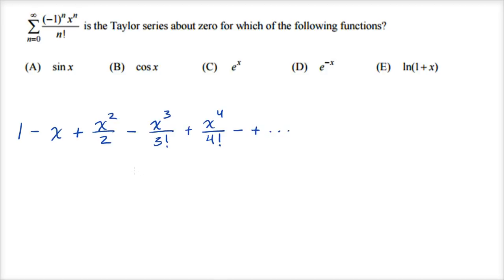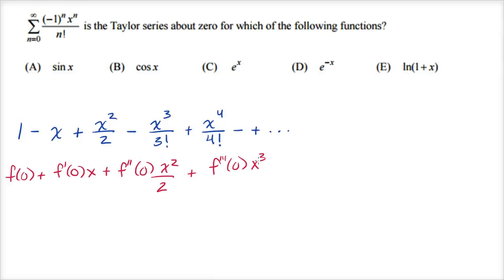Now, our general form for a Taylor series about 0, which we could also call a Maclaurin series, would be f of 0 plus f prime of 0 times x plus f double prime of 0 times x squared over 2 plus the third derivative at 0 times x to the third over 3 factorial plus the fourth derivative, you get the idea, evaluated at 0 times x to the fourth over 4 factorial, and we would just go on and on and on.